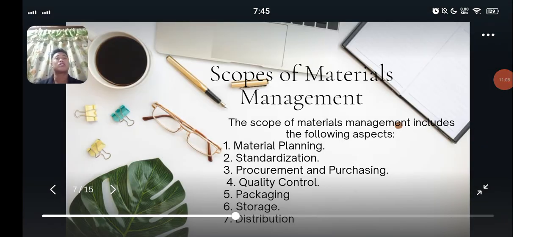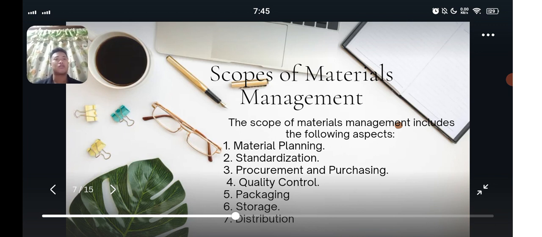Then number six is storage. It is the non-transitory, semi-permanent containment, holding, or storage of objects or materials, typically with the goal of retrieving them in the future. So seven, which is the last, distribution, is the flow of goods and services from the point of origin all the way through the distribution channel and into the hands of the ultimate consumers. So that's all for the scope of materials management.